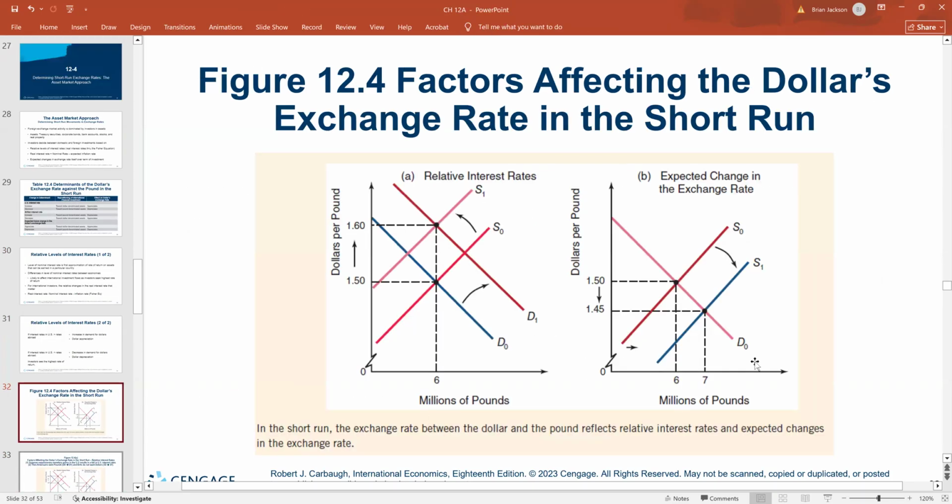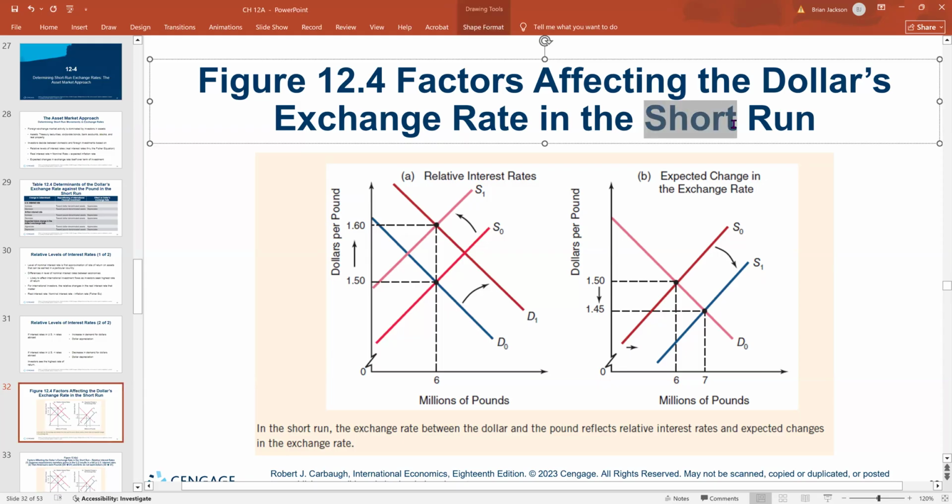So we have this graph here, factors affecting the dollar's exchange rate in the short run. Again, this asset market approach explains short run fluctuations. It's more toward explaining the short run fluctuations than the long run. The purchasing power parity applies to long run forecasting.